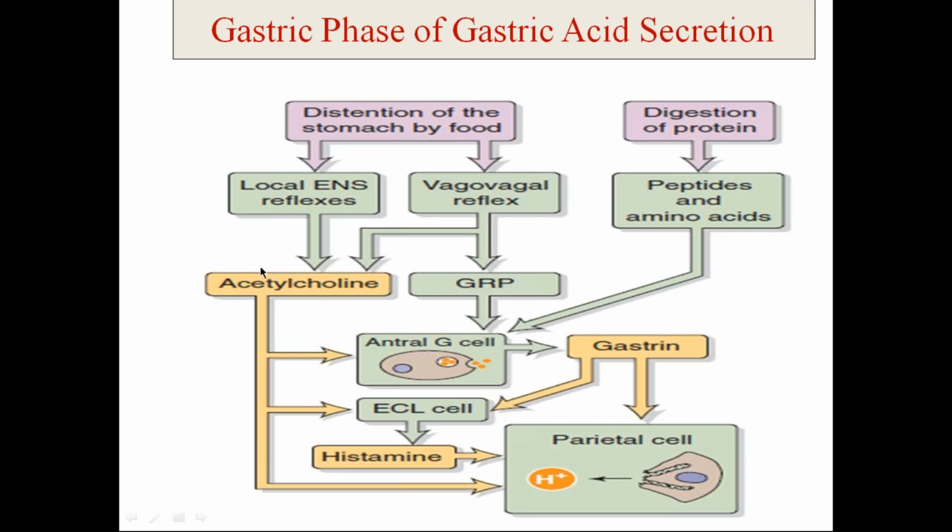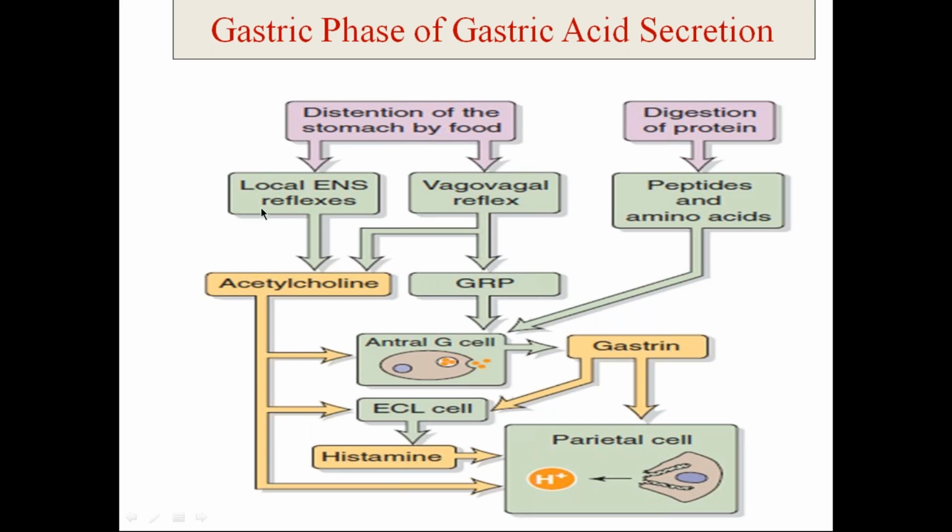तो इन सब में क्या होगा? डायरेक्टली act कर रहा है parietal cell पे to secrete hydrochloric acid. Antral cell will cause release of gastrin. This gastrin will cause release of hydrochloric acid. Gastrin will also act on the enterochromaffin like cell, cause release of histamine, cause secretion of HCl.